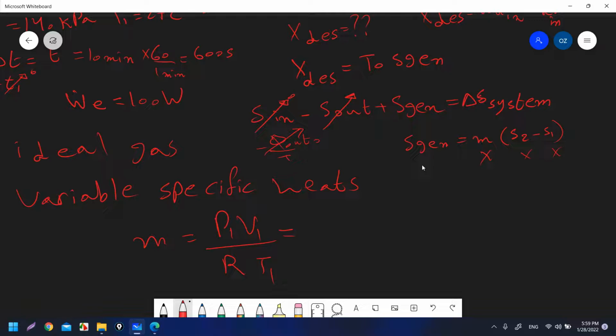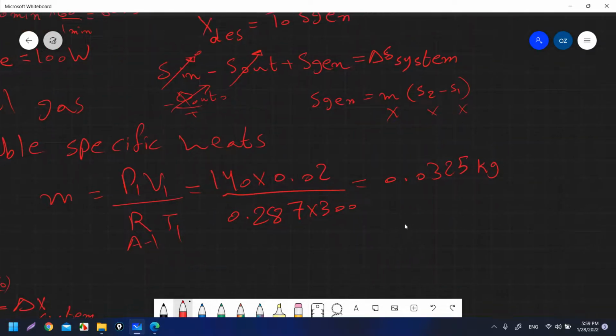R is from table A1. We got it in the previous questions. So P1 is 140, and V1 is 0.02 meter cubed. We converted from liter to meter cubed, and R is 0.287. T1 is 300 Kelvin. So the mass will be 0.0325 kilogram. Okay, that is for mass.